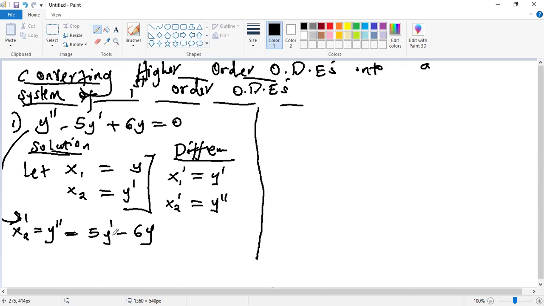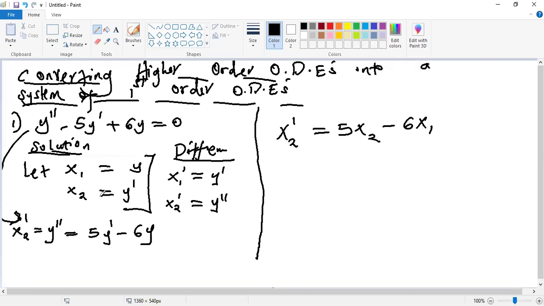Now, we know that y prime is equal to x2 and y is x1. So I can rewrite the whole of this with respect to the new variables that I assigned. So I can write this as x2 prime is equal to 5. Instead of y prime, I will write x2, our new variable, minus 6. Instead of y, I will write x1.